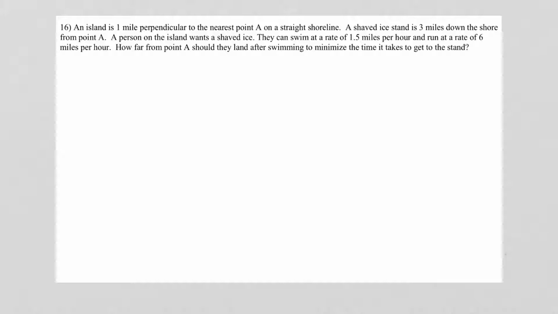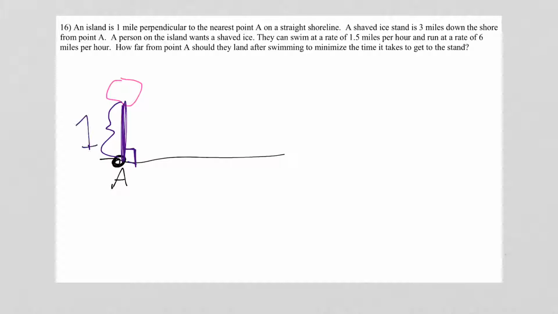An island is 1 mile perpendicular to the nearest point A on a straight shoreline. So let's say here's our island, and here's our shoreline. So let's call that point A. And we know that this distance right there, that perpendicular distance, is 1 mile.